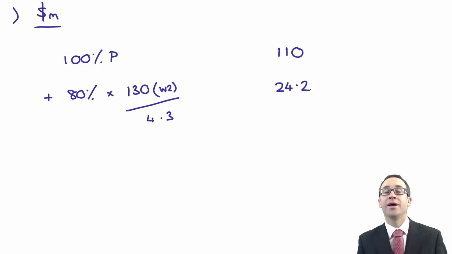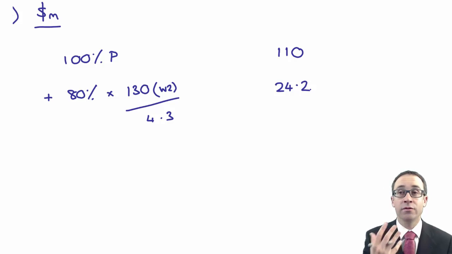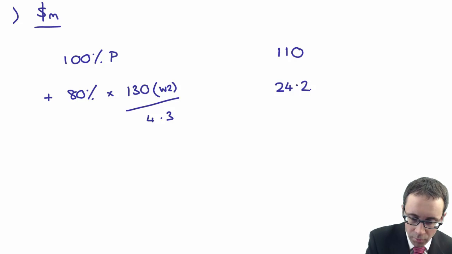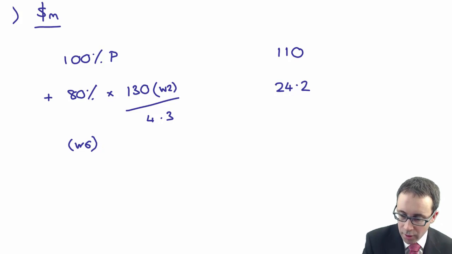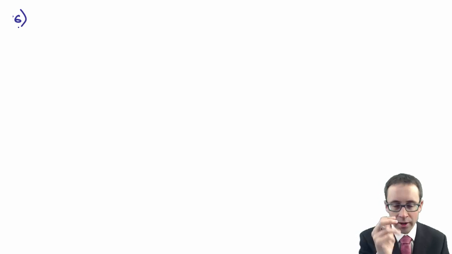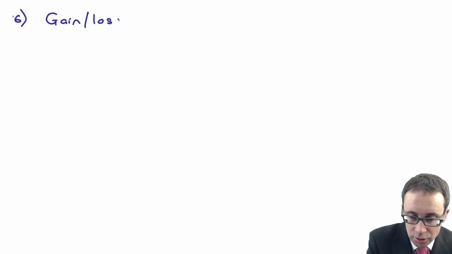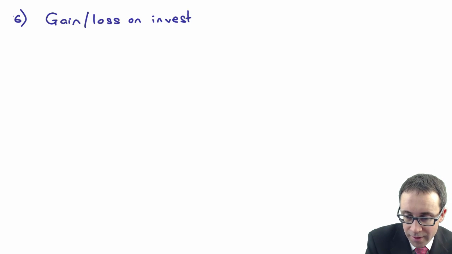Sure, positive. Excellent. The next bit is the funky, tricky little bit, but you've just got to be careful. What we're going to do is a separate working, so we'll call it working number 6. So a separate page, or carrying on from where you left off. It's not a big working, but what we've got there is either the gain or loss on the investment.